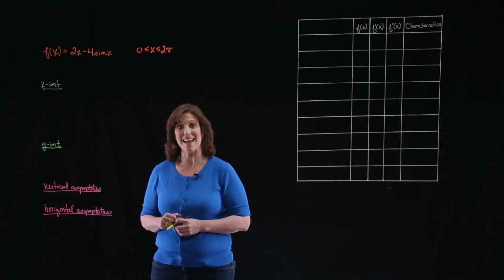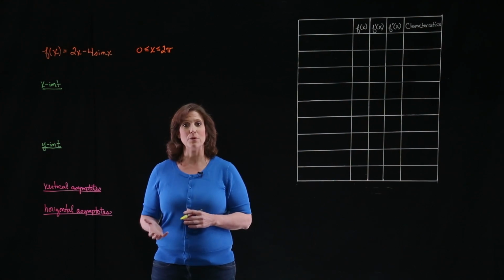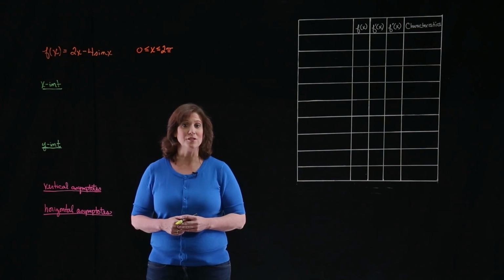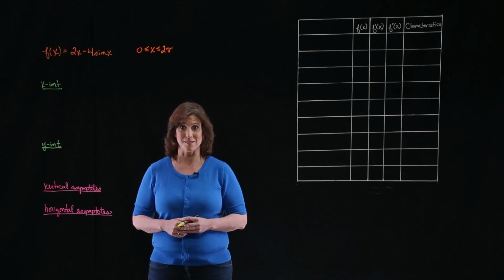In this problem, we're going to be analyzing and graphing the function f of x equals 2x minus 4 sine x on the interval from 0 to 2 pi. And then we're going to use a graphing utility to confirm our results.